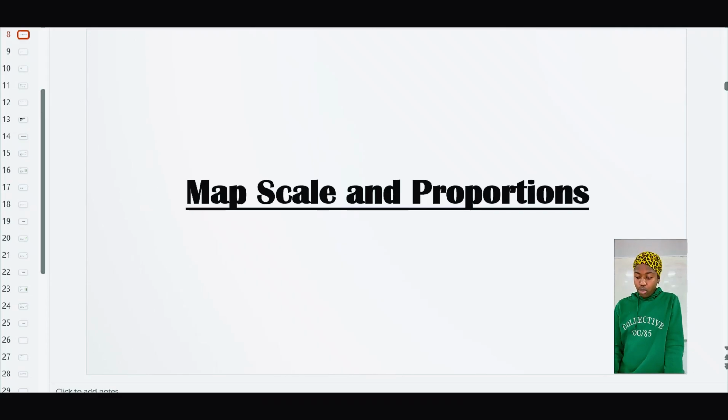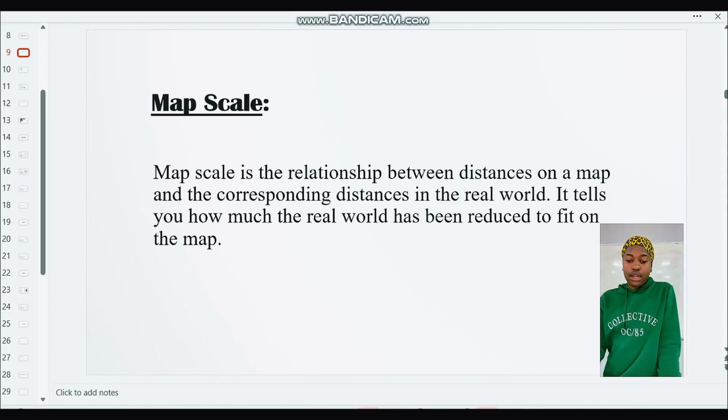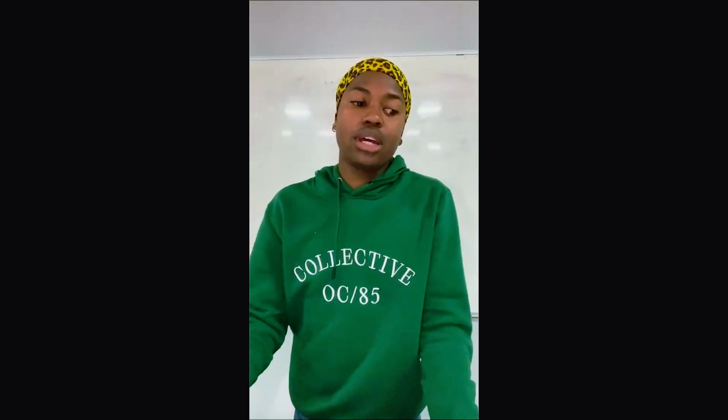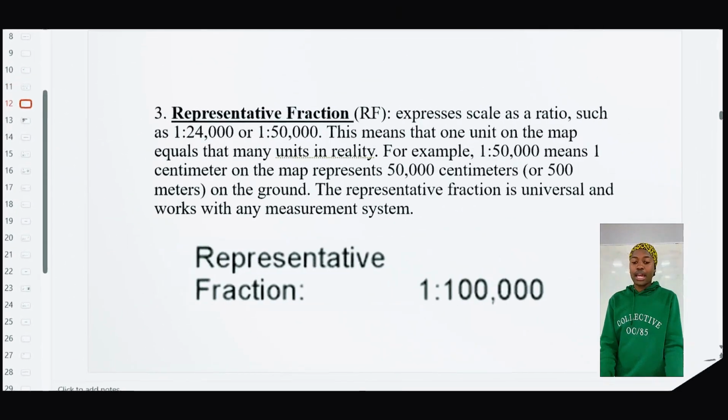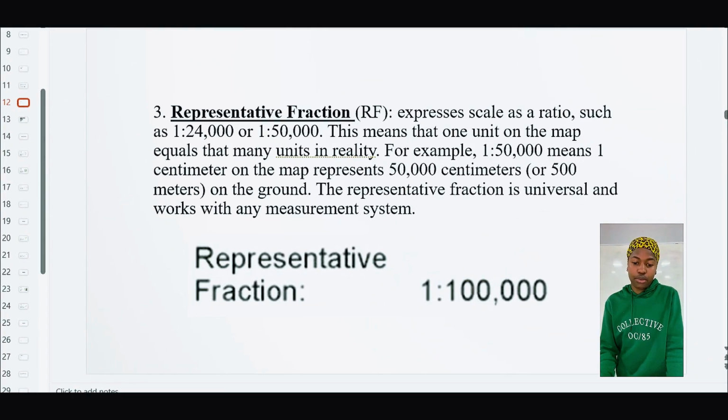Greetings, I'll be doing map scale and proportions. Map scale is the relationship between distances on a map and the corresponding distances in the real world. It tells you how much the real world has been reduced to fit on the map. So there are 3 different types of scales: a verbal scale, a graphic scale, and a representative fraction.